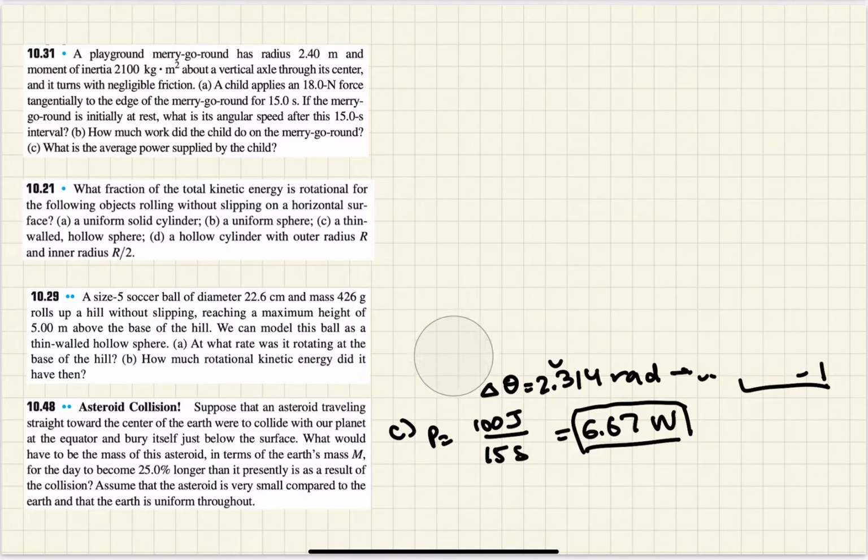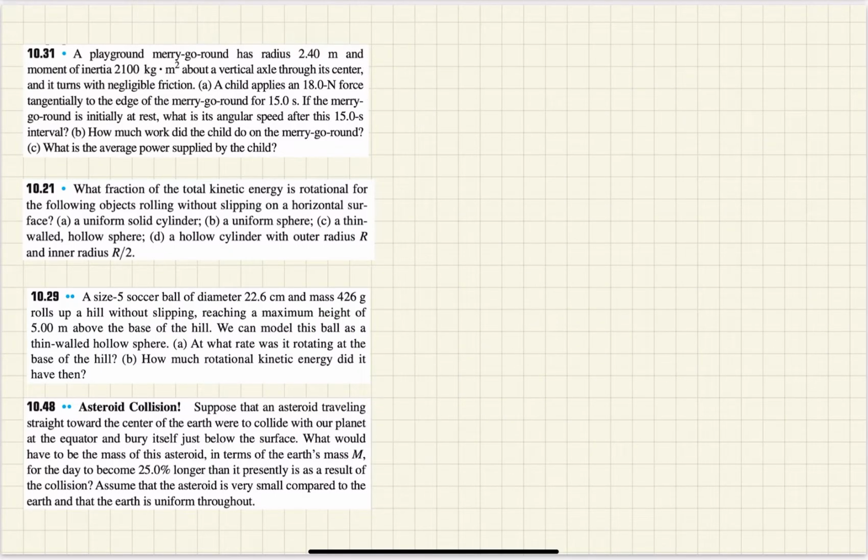Our next one is a very fun problem where there are no numbers, which I honestly like. But you have to find the fraction of total energy that is rotational for the following objects rolling without slipping on a horizontal surface. And you've got 4 different objects, and it doesn't give you much information at all. You just need to know the moment of inertia formulas.